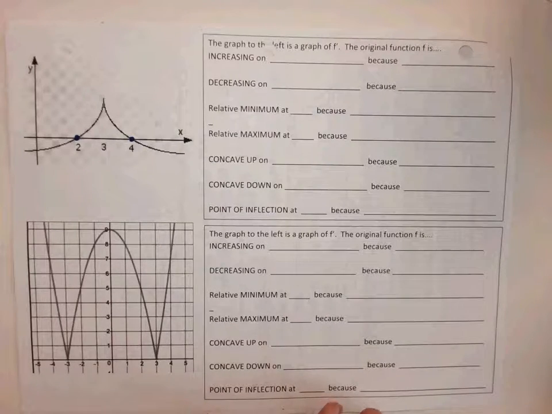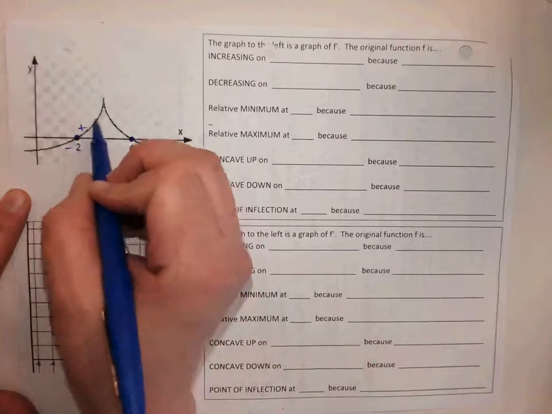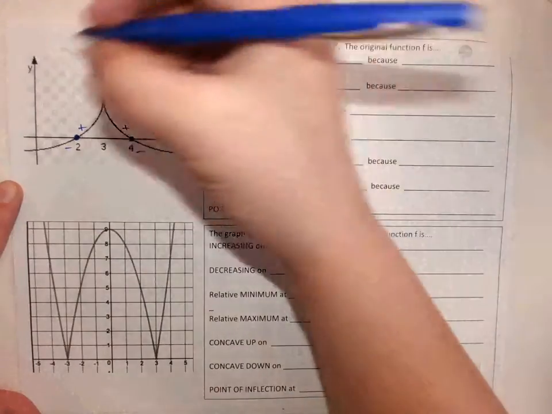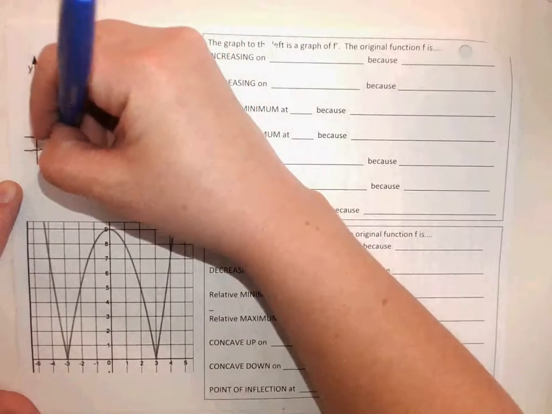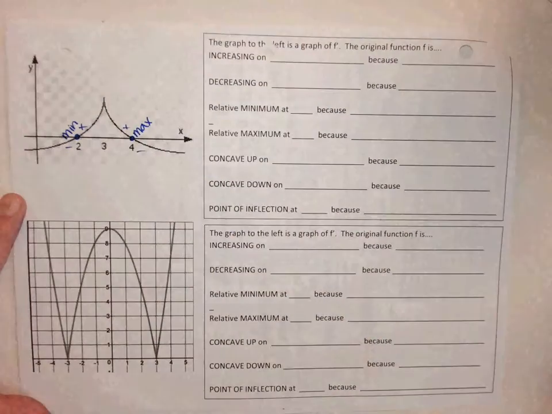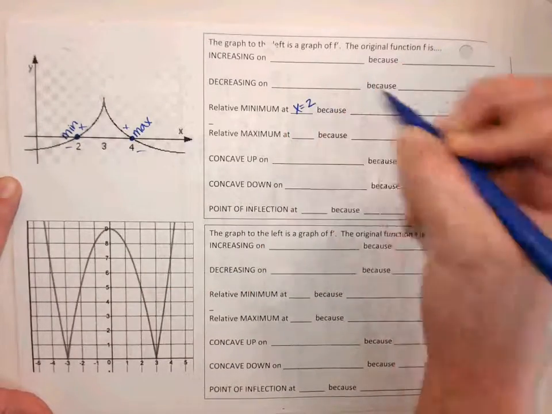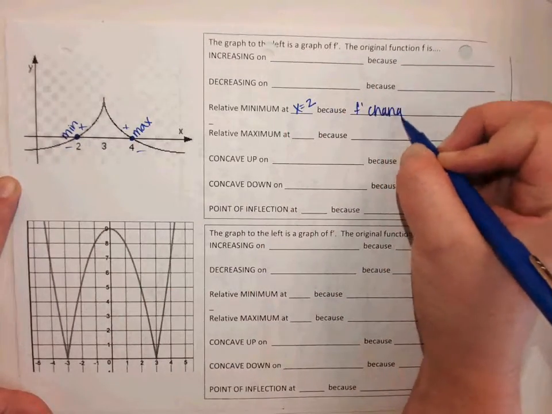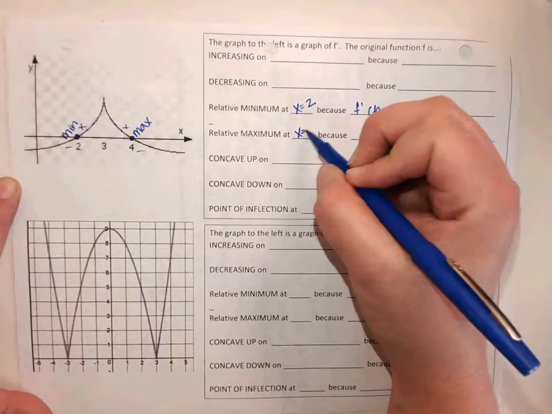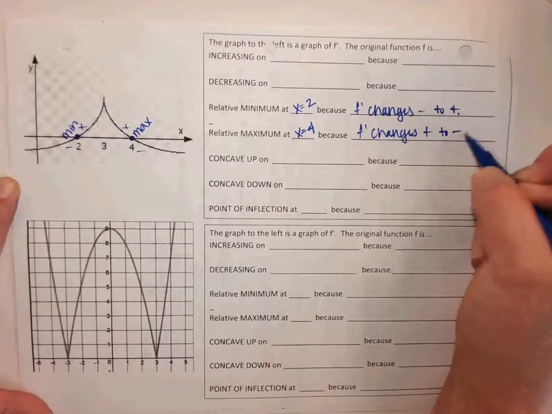So at 2, where is it before that? Negative then. At 4 what happens? Above to below. So what type is 2? Min or max? Min. Then it changes at 4, which direction? Max. So I'm going to skip to these two since we did it. I have a min at x equals 2 because f prime changes negative to positive. At x equals 4, I have a max because f prime changes positive to negative.